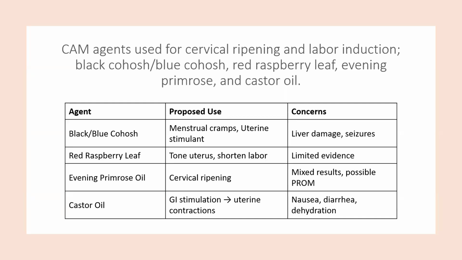Blue cohosh is a different herb than black cohosh, and the form, when it's used to induce labor, has been associated with some life-threatening complications in the infant, which includes seizures. Basically, the best evidence we have suggests that neither the black nor the blue cohosh are safe for use during pregnancy or while breastfeeding.